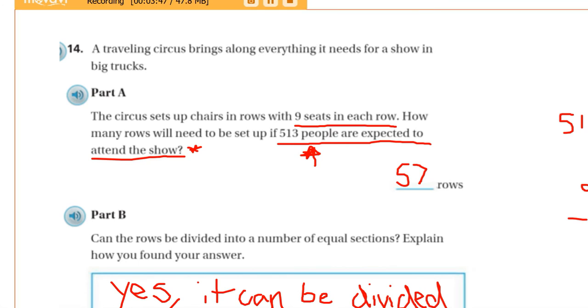57 divided by 3. 3 can go into 5 one time. 1 times 3 is 3. Subtract gives me 2. Bring down my 7. 3 goes into 27 now, 9 times. 9 times 3 is 27. Subtract, no remainder. So that means it went in nice and evenly if there's no remainder. So yes, it can be divided into 3 sections with 19 rows in each section, because now I'm talking about rows.